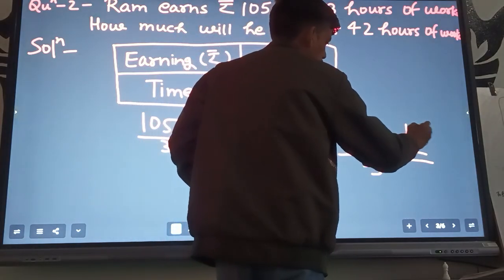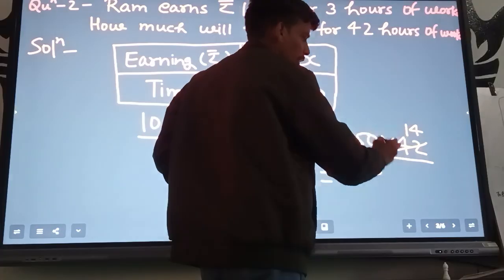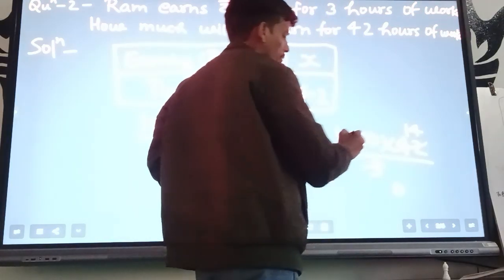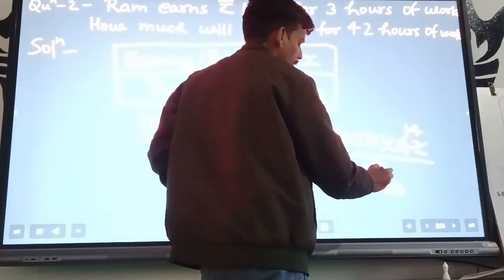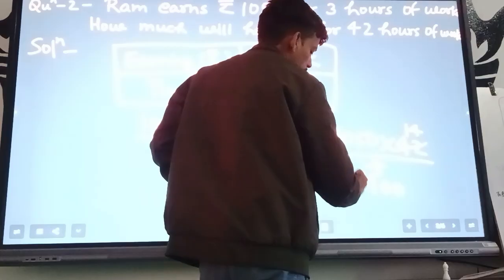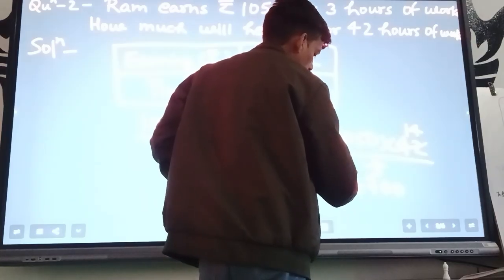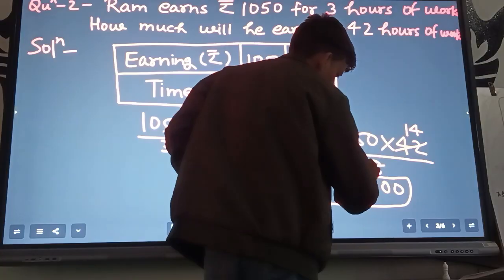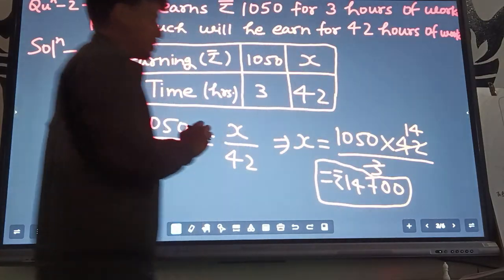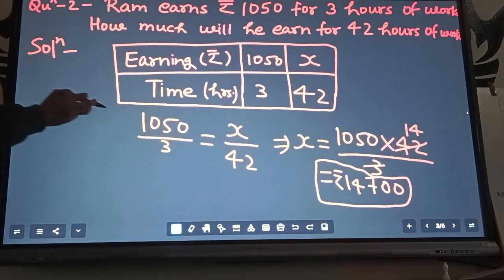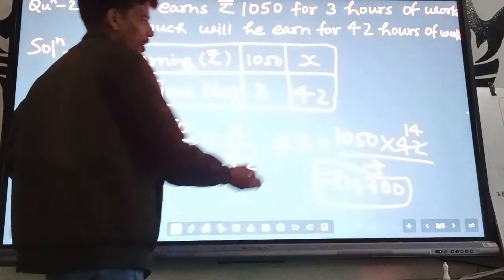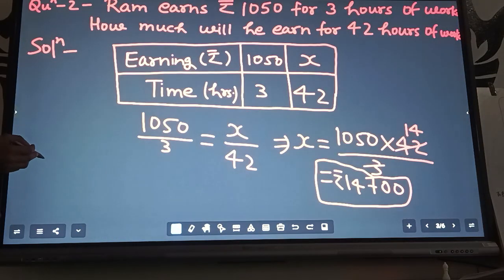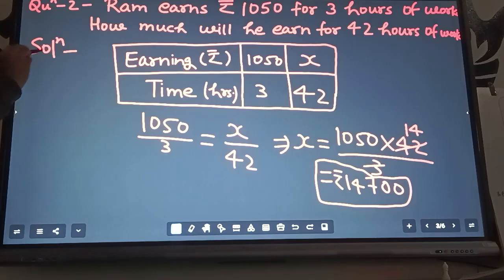3 14s are 42. Now we will write 14 0. 14 5 is 70. 0, 7 carry. 7 1s are 7, 14, that is 14,700. Rupees 14,700. It is the value of x and it is our final answer. It is his earning in 42 hours.